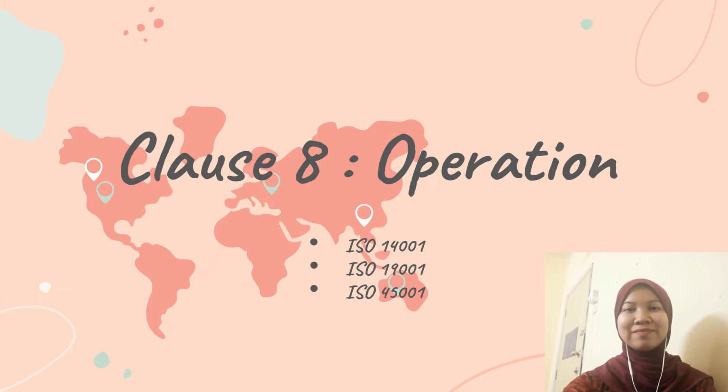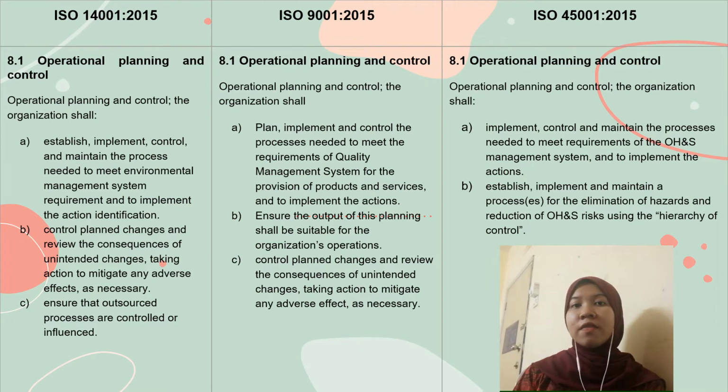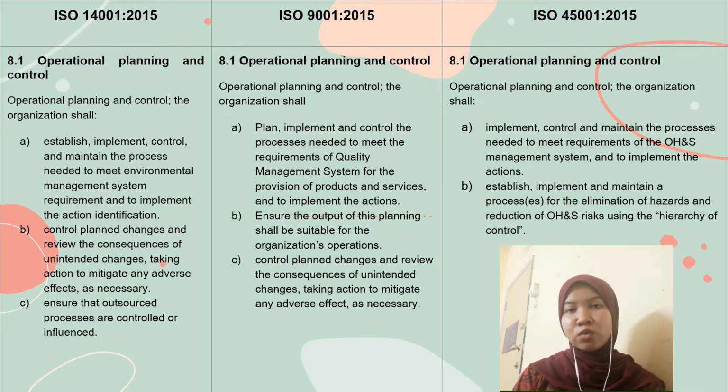For subclause 8.1, which is operational planning and control, each ISO highlights that the organization should establish, implement, control, and maintain the processes needed and to implement the actions. The organization should control the planned changes and review the consequences of unintended changes for ISO 14001 and ISO 9001.